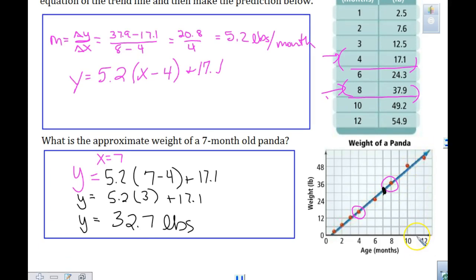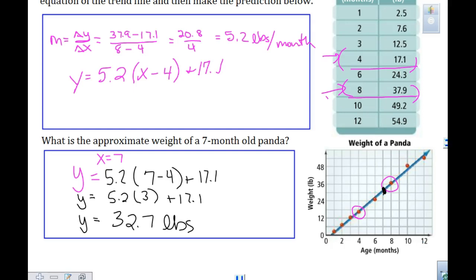Interpolation, it's between 1 month and 12 months, right? If I said, well, what about at 24 months? Do you think that panda keeps growing and growing at this steady rate? Isn't there a point, just like you, that after a while as a child, you were growing and then you kind of plateaued for a while and then you grew again? And you're just continually growing.